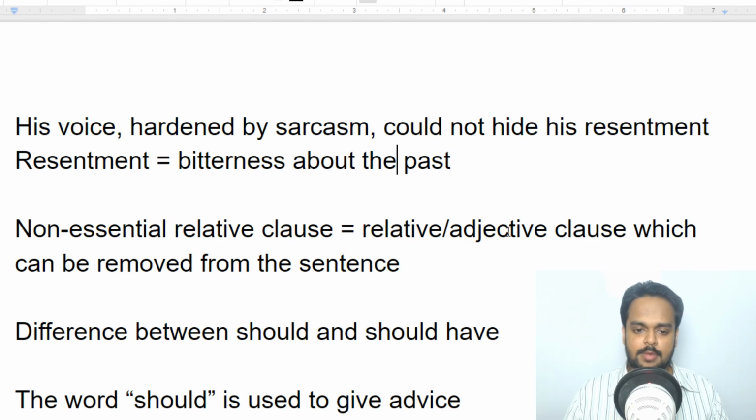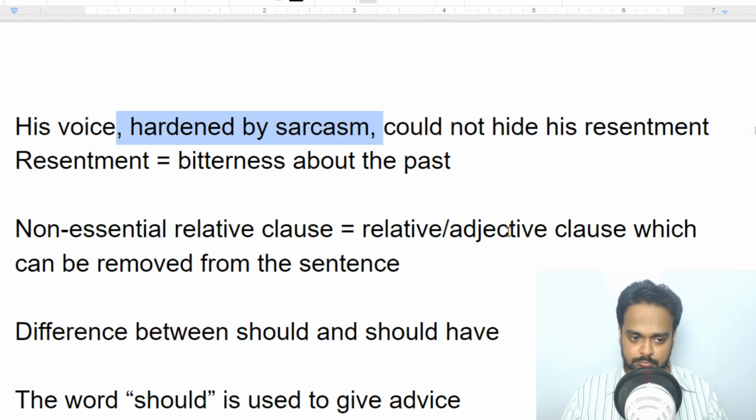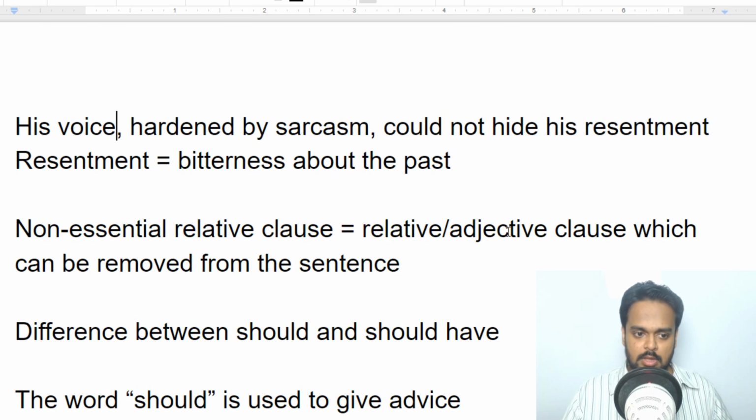You remember that I didn't have this part in here, right? His voice could not hide his resentment. So the sentence makes sense even without the relative clause. But what happens when we put it in there? What this does is it tells us something about the noun. And what it says is hardened by sarcasm. So the first thing you know about the voice was that it was hardened. Maybe he was speaking harshly. And that was because his voice had sarcasm.